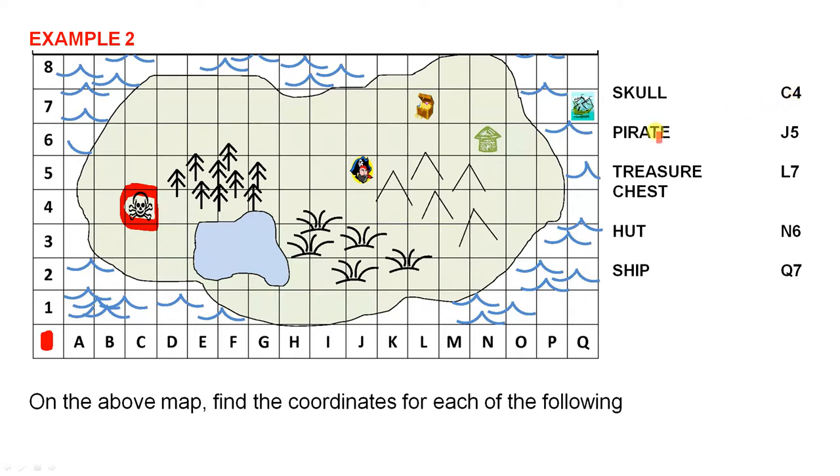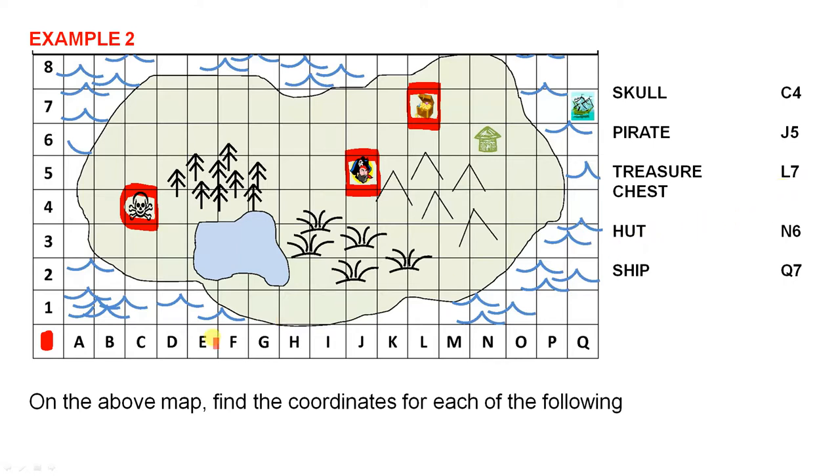The pirate, let's see where the pirate is. Here he is here. Okay, so that's the position of the pirate. Start at the beginning, go right across. The letter J is in line with the pirate. That's the horizontal coordinate. Then we go vertically, and the number 5. So we see J5. The treasure chest. Here is the treasure chest here. Go to the beginning, come right across to the letter L, up to the treasure chest, which is level with the number 7, L7.